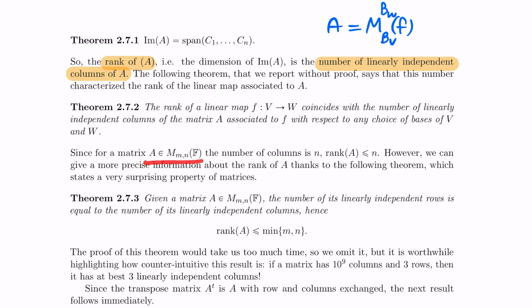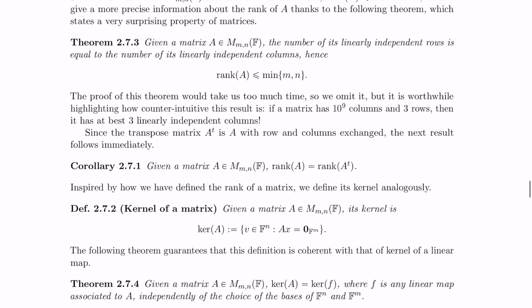If a matrix has n columns, then its rank is of course at best n. However, we can be more precise thanks to this very surprising theorem. For any matrix with m rows and n columns, the number of its linearly independent rows is exactly equal to the number of its linearly independent columns. Hence, the rank of the matrix is less than or equal to the minimum between m and n.